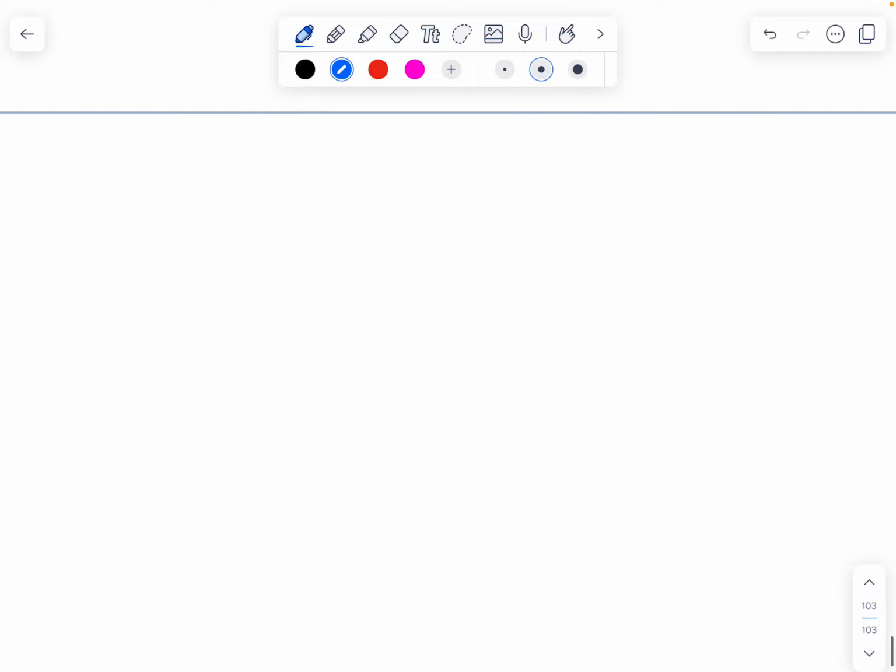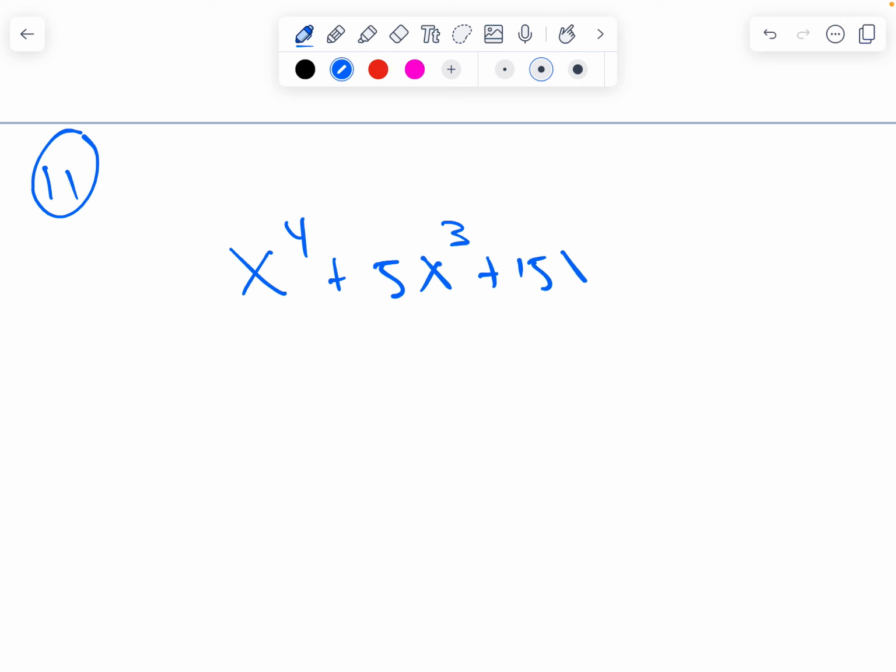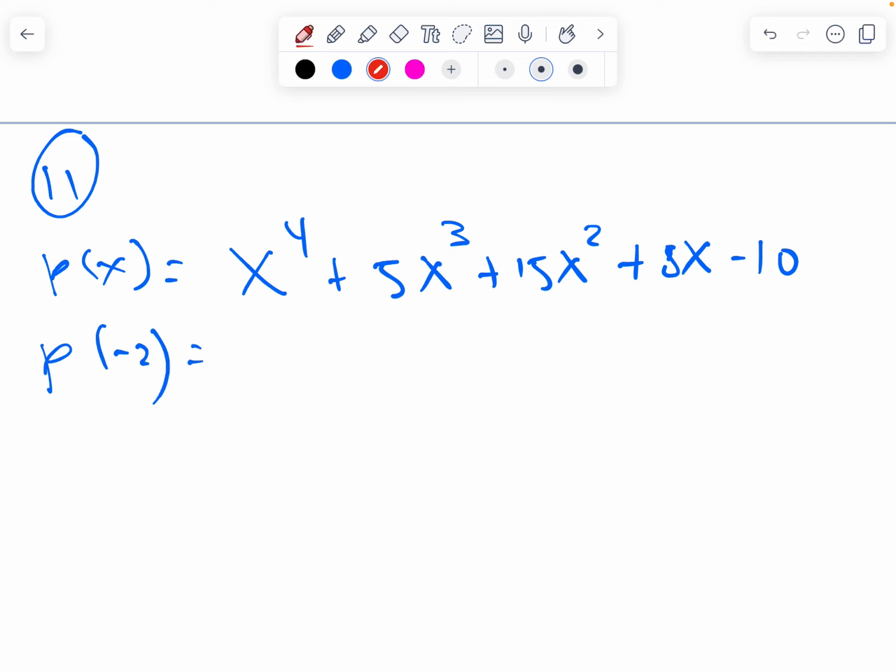Okay, last question. It says, use the remainder theorem to evaluate this thing. We're on question 11. x to the 4th plus 5x cubed plus 15x squared plus 8x minus 10. All right, this is p of x, and we want to find p of negative 2. So the difficult way of doing this, the time-consuming way, is to plug in negative 2. And you can tell that that would be very computationally expensive, right? That would take a lot of resources to compute that.